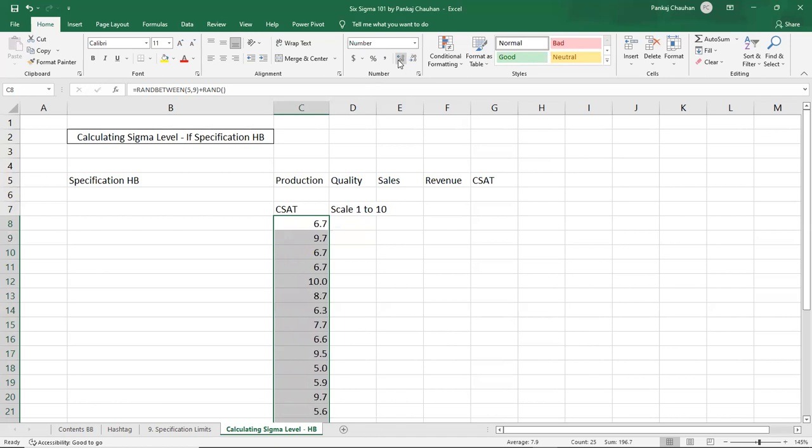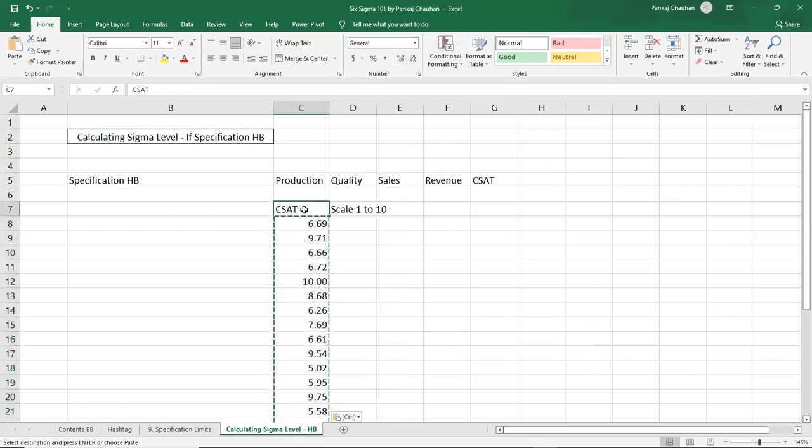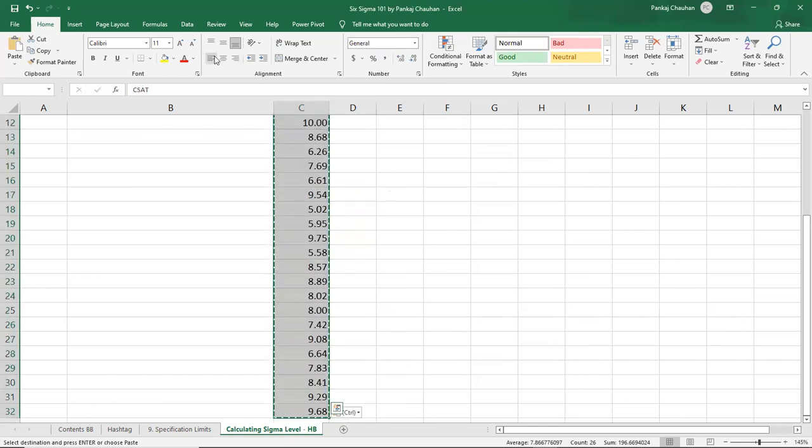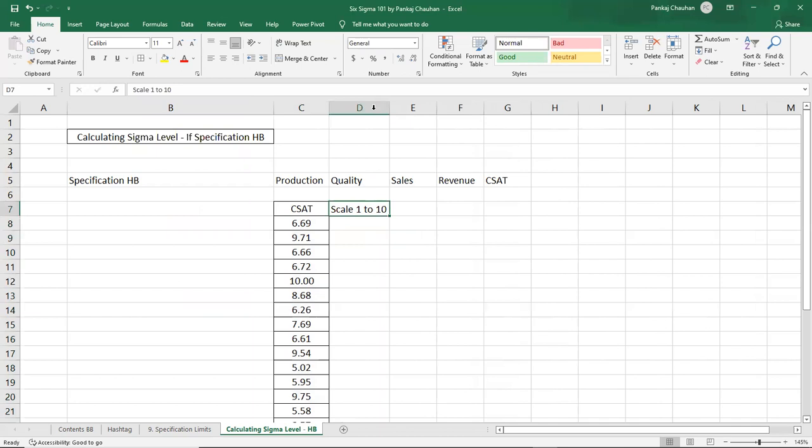Based on this data, I want to look at overall what the customer satisfaction sigma level of my process is. So how do we calculate that? How do we convert that into the percentage yield? How do we convert that into defects per million opportunities? This is what we are going to learn in today's session.